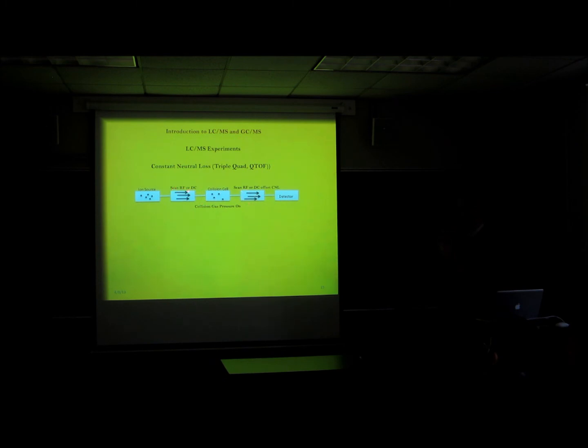Simultaneous to scanning RF or DC in your first quadrupole, you're scanning your RF or DC at an offset that corresponds to that constant neutral loss. So as this is scanning through M/Z 480, we have this at the same time only allowing to pass through M over Z 400 for a loss of 80, such that you only get ions hitting your detector when you have something here that's having a constant neutral loss of 80 Daltons in your collision cell. So you're only going to see things that are phosphorylated.